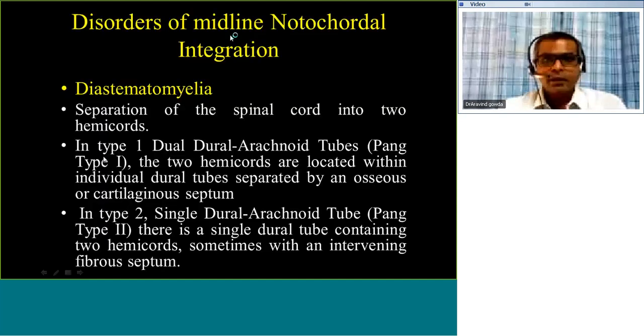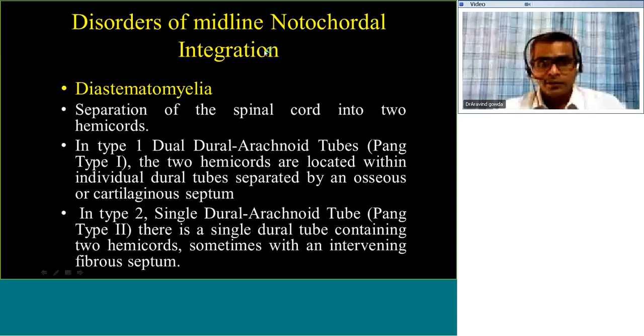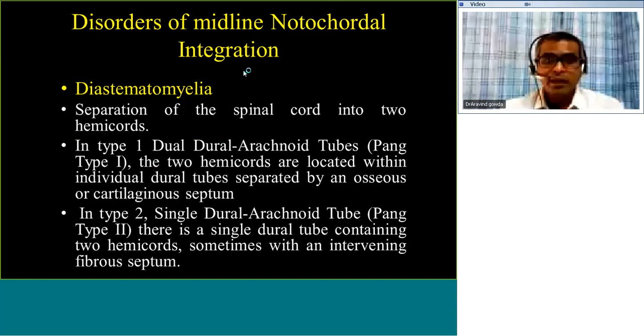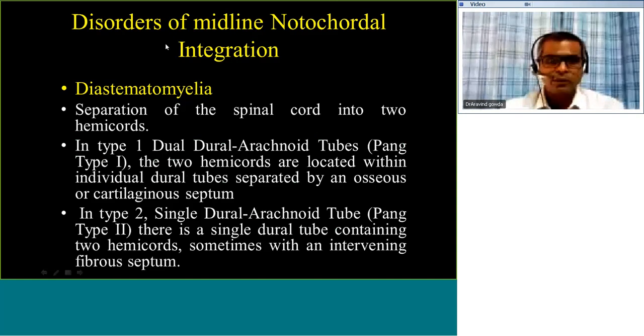Now coming to the other entity with the midline notochordal integration, as I told earlier, this notochord, which is 2 in numbers, can remain as 2 in numbers, and this influences the formation of two chords. So when the notochord is persistent as 2 without the fusion, in the future it gives rise to two spinal cords. The separation of the spinal cord into two hemichords is called diastematomyelia. There are two types in that, Pang type 1 and Pang type 2.